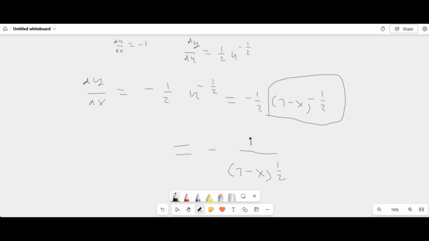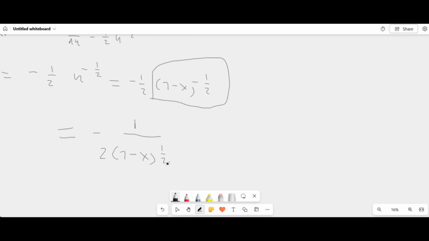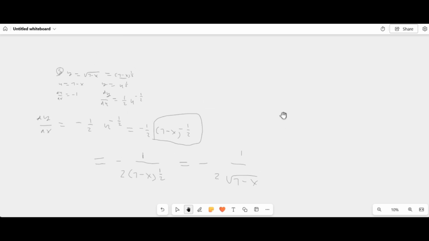When you multiply fractions, the top goes to the top, bottom goes to the bottom. So 1 goes to the top and 2 goes to the bottom. Now that's not done there because power of a half is the same as a root, as we said earlier. So that's minus 1 over 2 root 7 minus x. That's the final answer. Obviously that half, you're just going to apply that onto the bracket and make that a root. No problem, too easy.